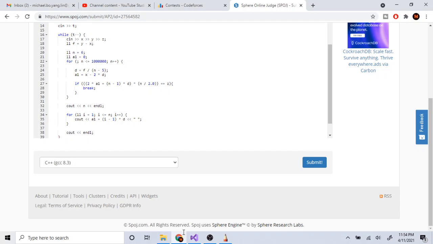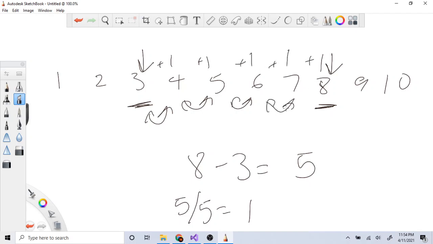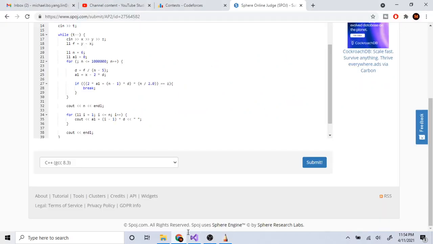And then we're just going to go through all the possible numbers for the common difference, from 6 to a million. The reason I do n minus 5 is because if you take 5 and divide it by 5, you get 1. That gives us the common difference between these terms. So this will be plus 1, plus 1, plus 1, plus 1, plus 1. That gives us the common difference.